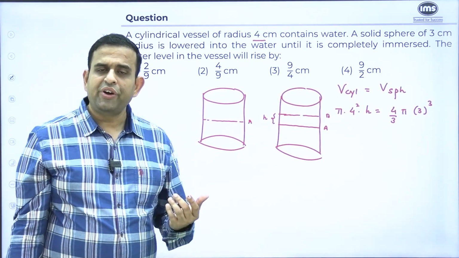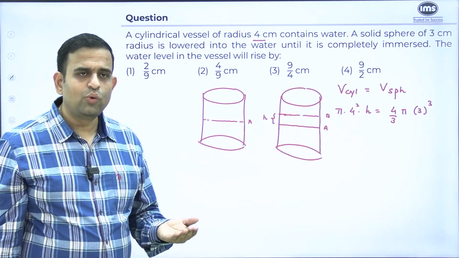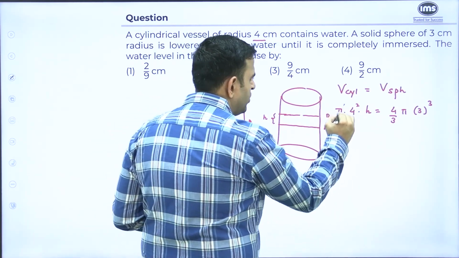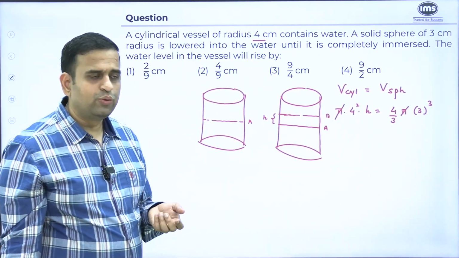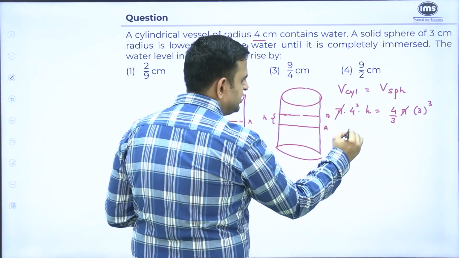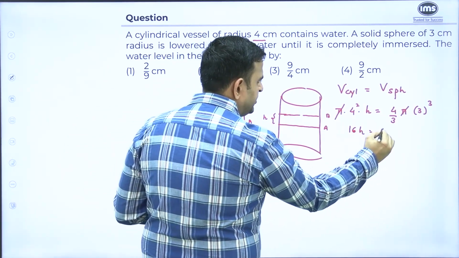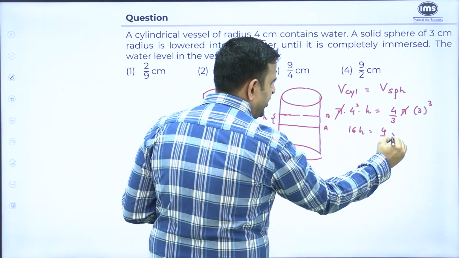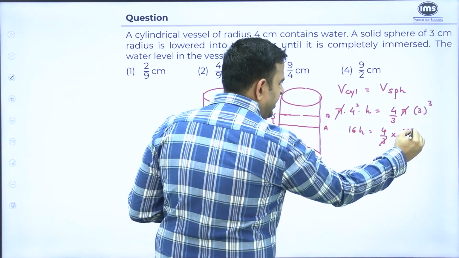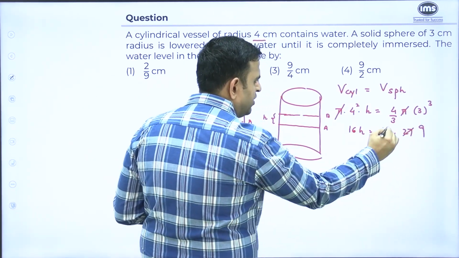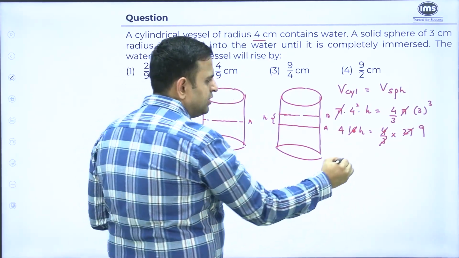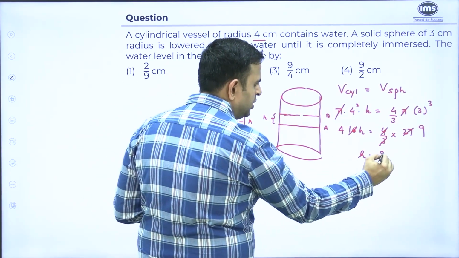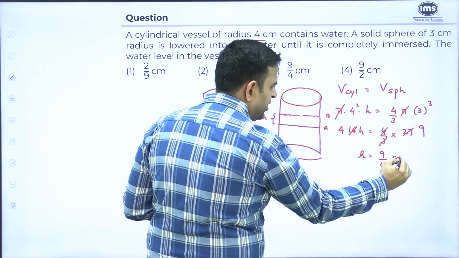And now in this equation you can see we only have one unknown. Pi will simply get cancelled out and we can simply solve for the value of, let's say, h over here. If I simplify, this is 16h equals 4 by 3 into 27. 3 times 9 is 27. 4 times 4 is 16. So 4h is 9. h becomes equal to 9 by 4 centimeter.